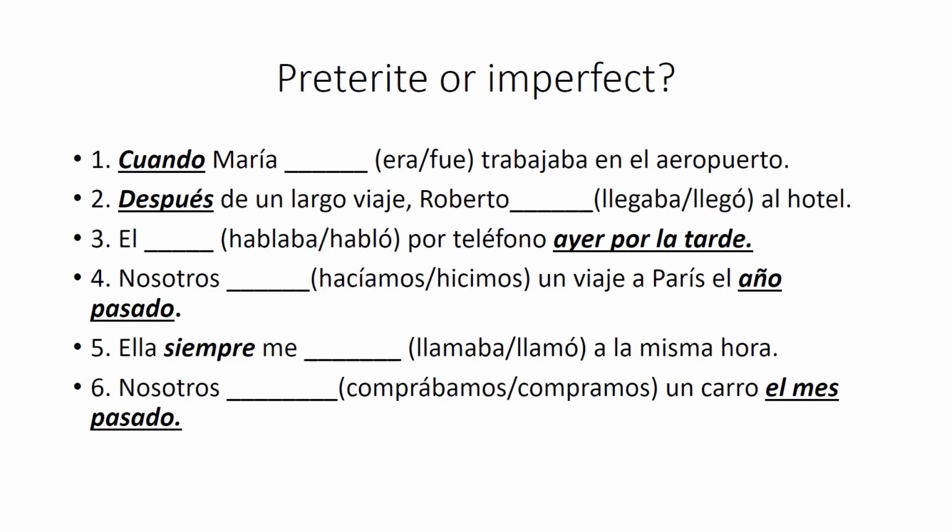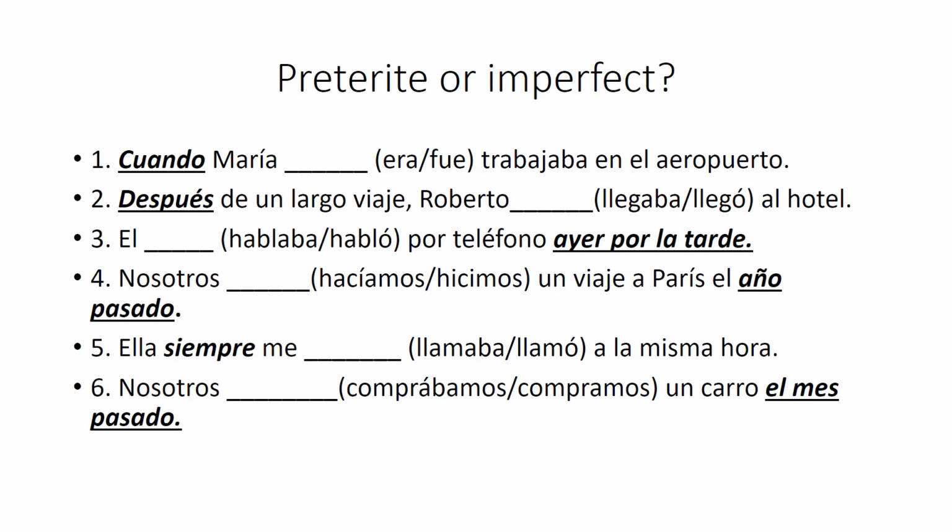Number 2. Después de un largo viaje, Roberto llegó al hotel. Should I use imperfect or preterite? I use the preterite tense. Después de un largo viaje, Roberto llegó al hotel. Why? Because I'm showing that the action is already completed. I have a definite beginning and a definite end. I know that he started a journey or a trip and he finished the action arriving at the hotel. Finished, completed action. I use preterite.